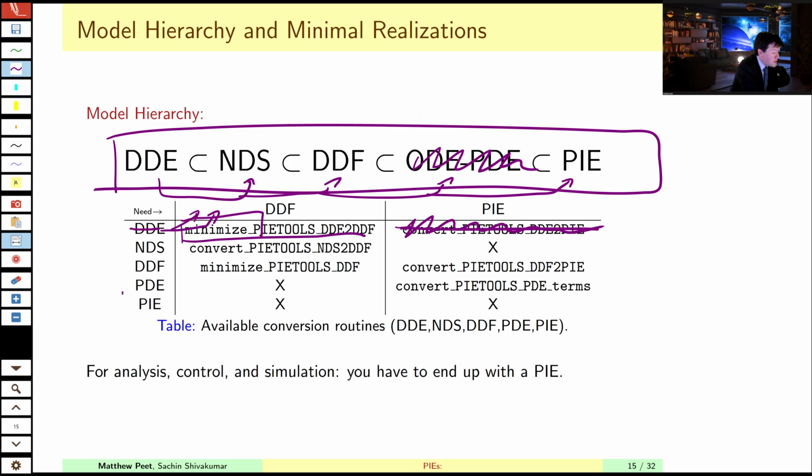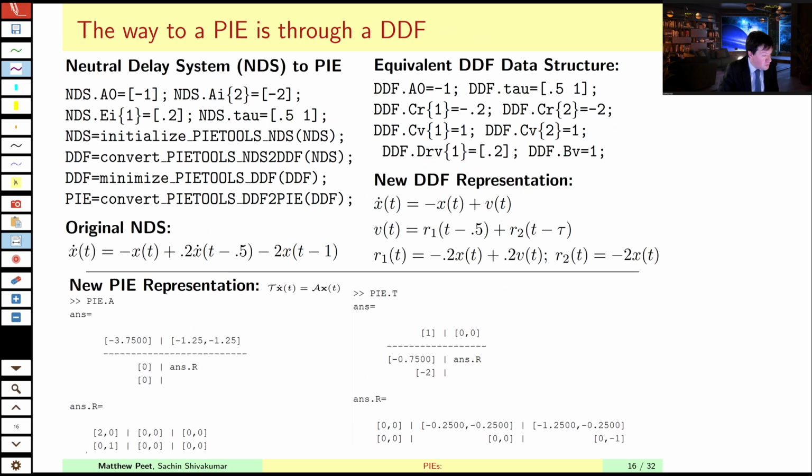The NDS, likewise, you typically first convert to a DDF, and we only even have a routine for converting directly to a PI. So all of these conversions pass through the DDF before they get to a PI. Likewise, if you have a DDF and you're not sure it's minimal, we have a routine to identify minimal channels, information channels. And then finally, of course, the DDF to PI is the workhorse here. And of course, you can convert a PDE, but again, that's not the topic of this talk. In the end, however, you want to end up with a PI because that's where we can do the controller synthesis and observer synthesis and so forth.